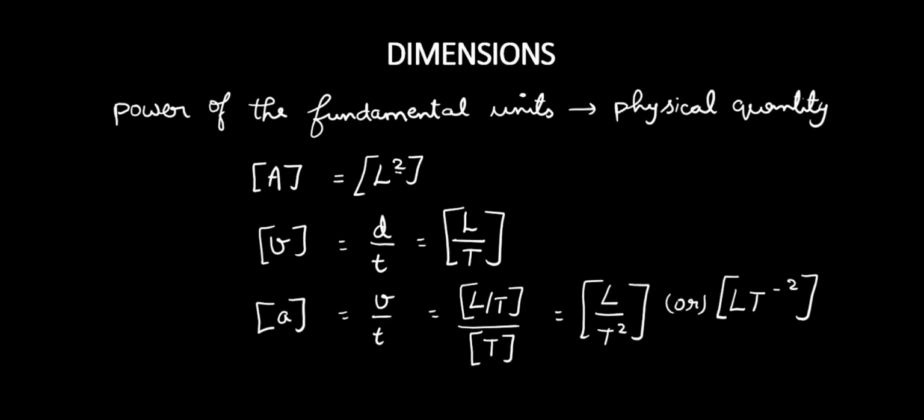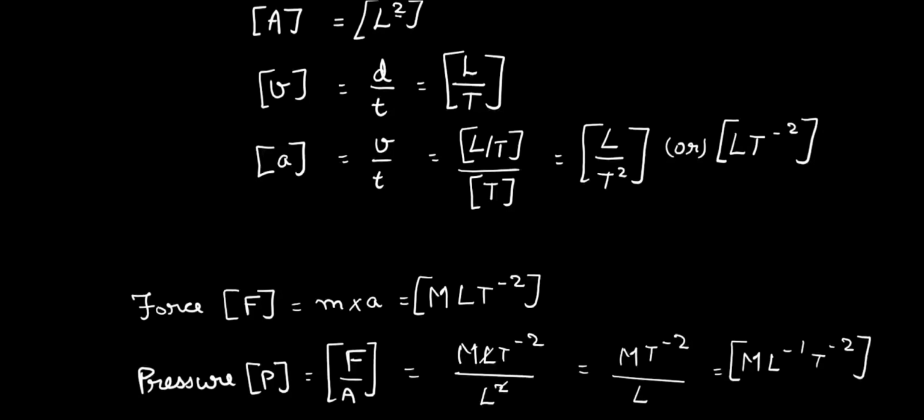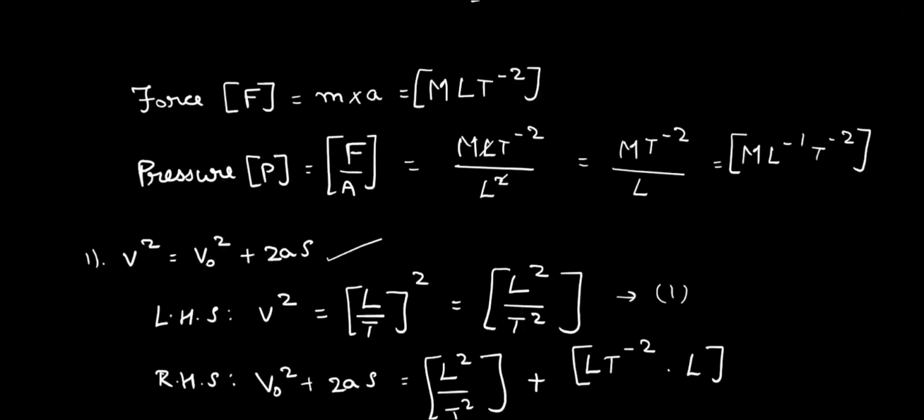Dimensions are nothing but the powers of the fundamental units which are used to represent physical quantities. We have seen some examples of dimensions. For area it is L square, for velocity it is length by time, for acceleration it is length by time square. Moving on with force, which is M L T power minus 2, and for pressure it is M L power minus 1 T power minus 2.